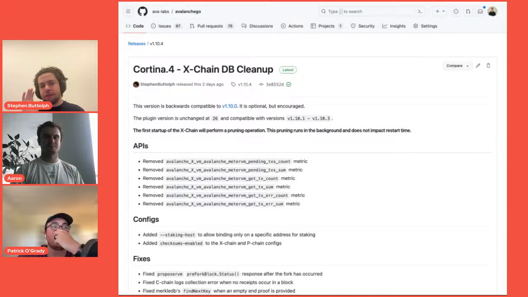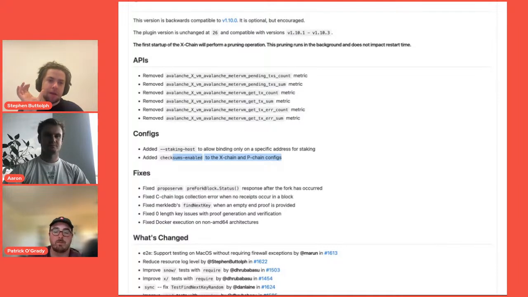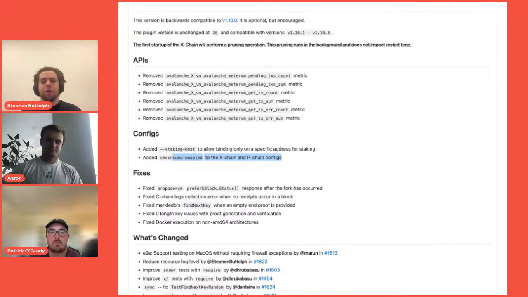So we still didn't introduce state Merkleization for either the P-Chain or the X-Chain in this release, but what we did decide to do is introduce an optional state summary or checksum, which can be optionally configured on both the P-Chain and the X-Chain in their chain configs, to essentially output whenever a block is accepted what the state checksum is after accepting that block. So we were able to use this really extensively to make sure that all the background pruning that we were doing was still resulting in the correct disk state at the end of the day.